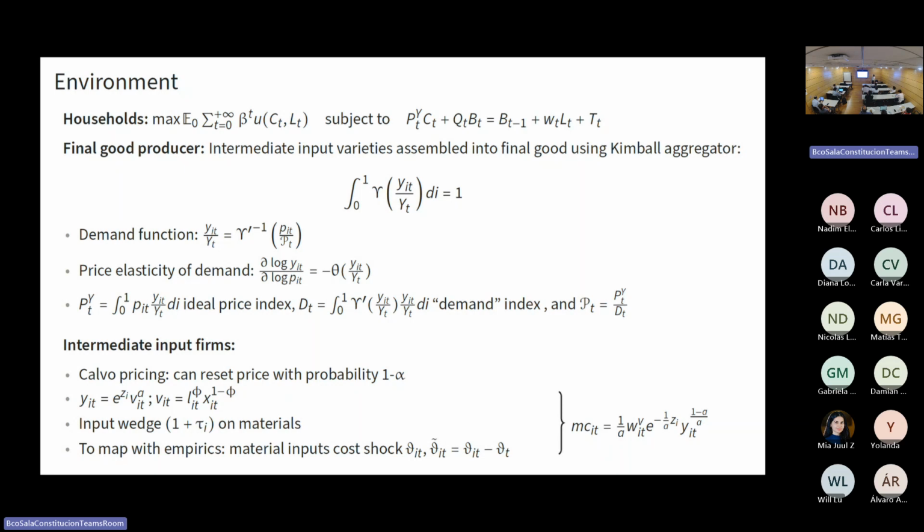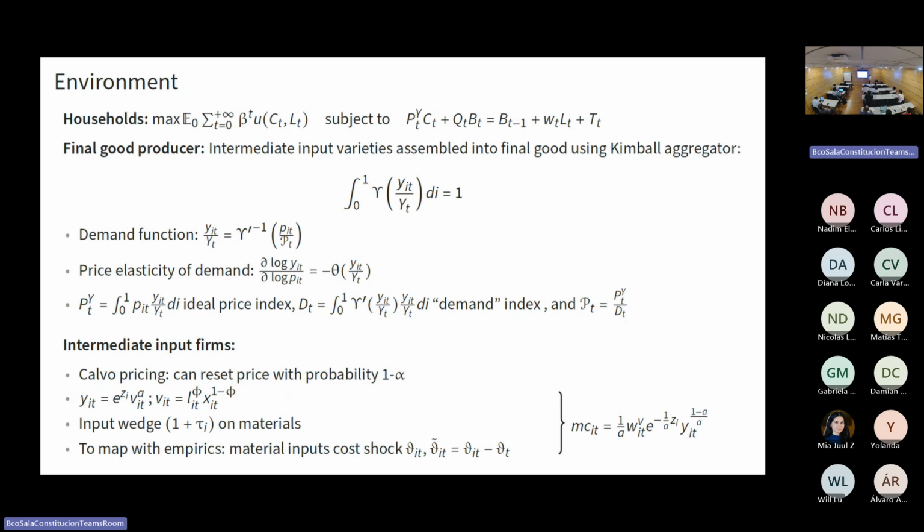Now, the interesting action in this model is going to come from the firms that produce these intermediate varieties. Okay? These firms are going to face Calvo frictions. They can reset their prices with probability 1 minus alpha. They're going to produce using a production function that depends on their productivity, which is permanent, and a decreasing returns to scale function on variable inputs, where variable inputs are going to be a constant returns to scale function that combines labor and materials. We have an extension in which we have that.